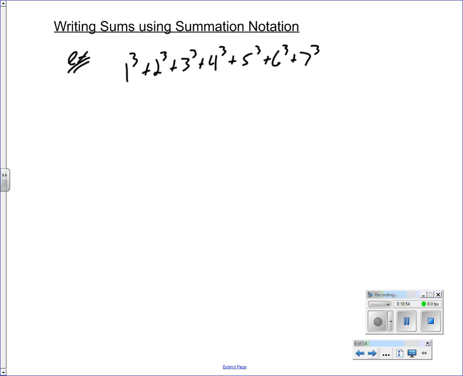So first thing we need is our sigma, our sum symbol. We need an index. Next thing we need to do is look at what our first and last terms are. So here my first term is 1. So this will be my lower limit. Then it runs all the way up to 7 to the third. So the 7th term will be my upper limit.